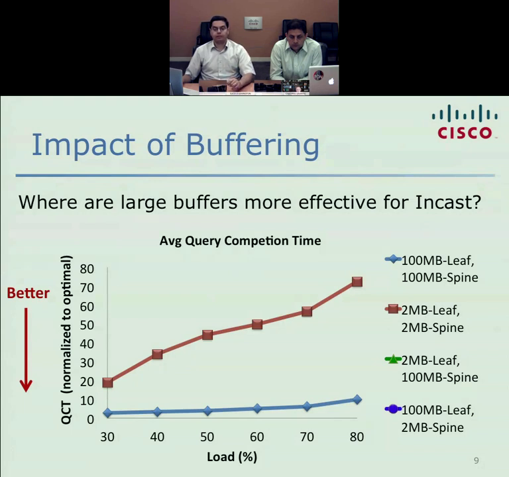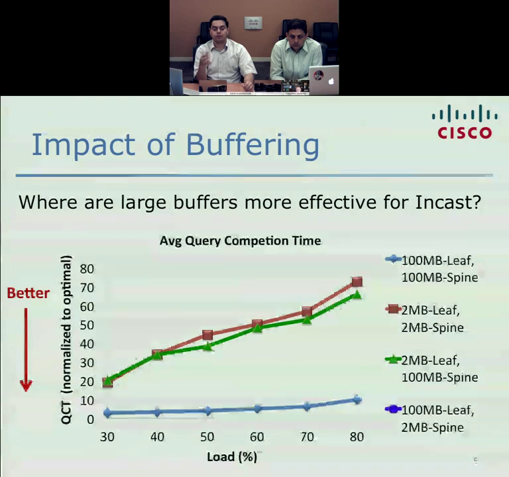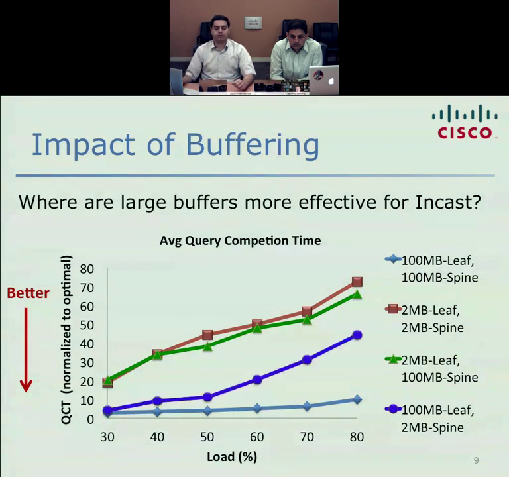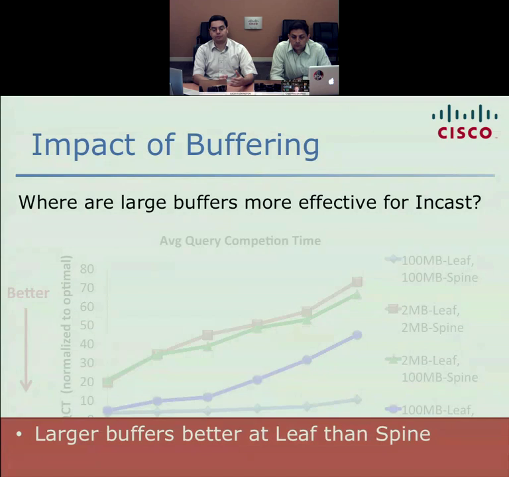Now, interestingly, if we leave the leaf buffers at 2 meg and increase the spine buffers to 100 meg, we don't get much benefit compared to 2 meg at both the leaf and in the spine. So we didn't really win that much by just adding buffer to the spine. Whereas if we do things the other way, if we have a small buffer in the spine and a large buffer at the leaf, we're actually doing much better. So the takeaway here is that larger buffers are better at the leaf switches than in the spine switches.